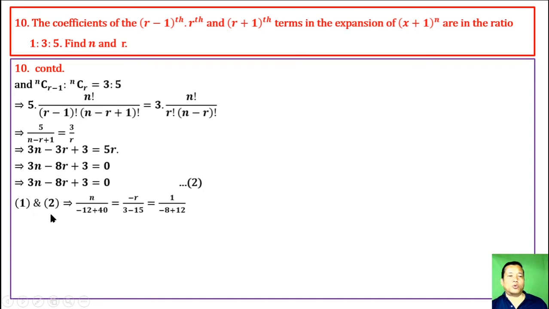Equation 1 and 2. By cross multiplication, we get n by this equal to minus r by this equal to 1 by this. Equating first two members, we get n equal to 7 and r equal to 3.